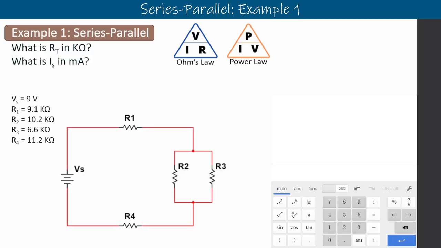Hello and welcome. In this video, we're going to do a series parallel example. In this case, it wants us to find the RT in kiloohms and the IS, the source current, in milliamps. And so they have given us the resistor values here and the voltage source.